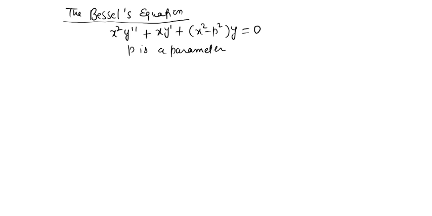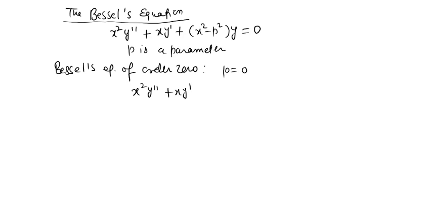And we start with Bessel's equation of order 0, that is for p equal to 0. So we have x square y double prime plus xy prime plus x square y equal to 0, and we look for a solution, in particular a power series solution. So we write it in standard form.